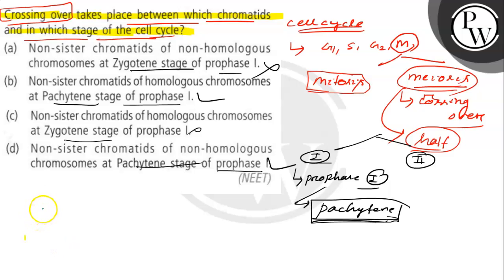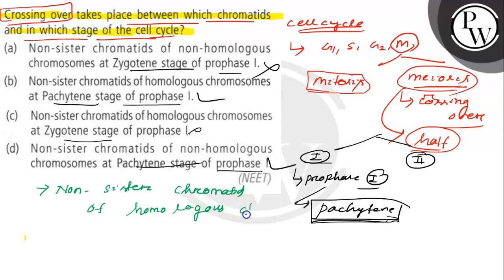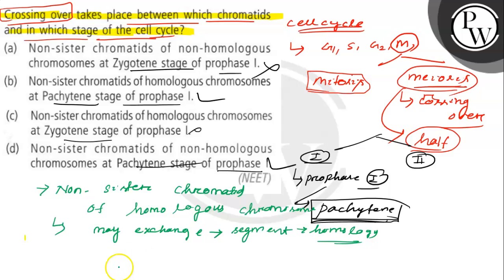During this stage the non-sister chromatid of the homologous chromosome may exchange their segment over a region of the homology. And at that time the sex chromosomes, however, are not wholly identical.